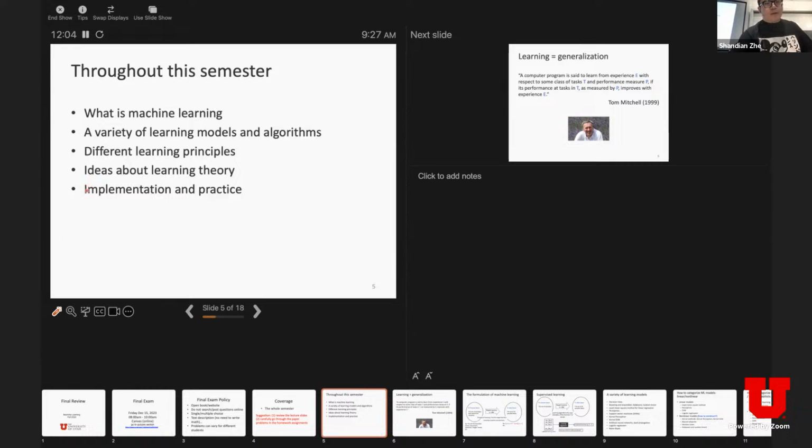And we also spent most of our time, I guess, on implementation and practice. That was reflected by the programming portions of our homework assignments. We asked you to implement those models and algorithms from scratch and test them on some small but real-world data sets to show your implementation is working. We believe only in that way can you show that you really understand the algorithm and really know how to apply it.